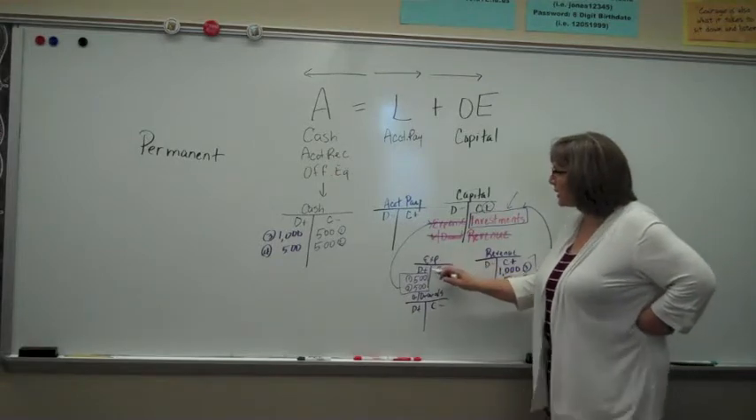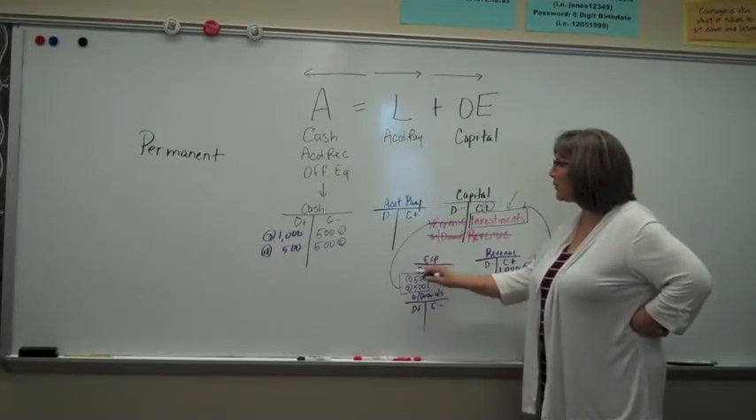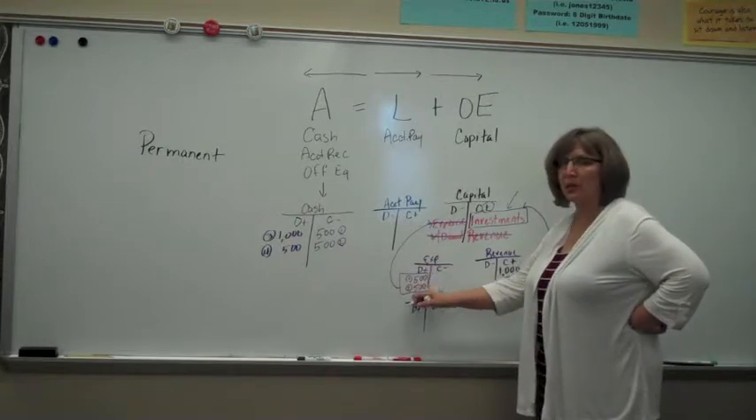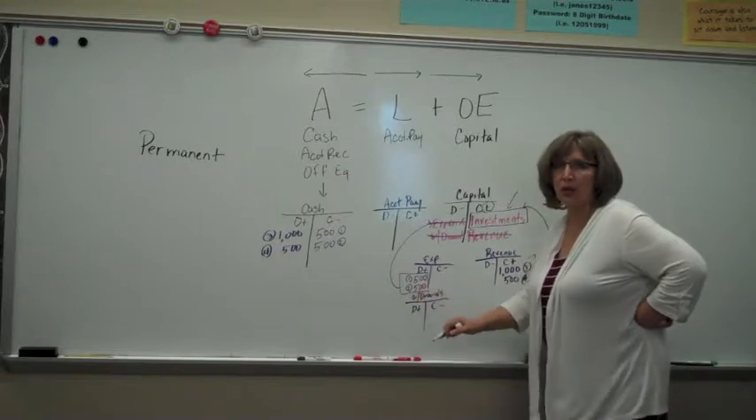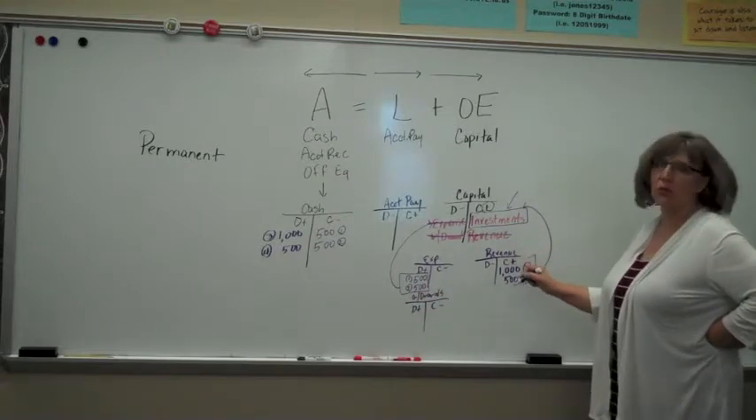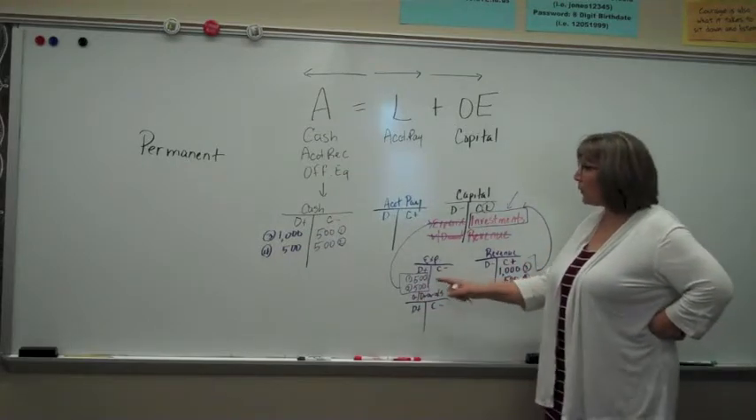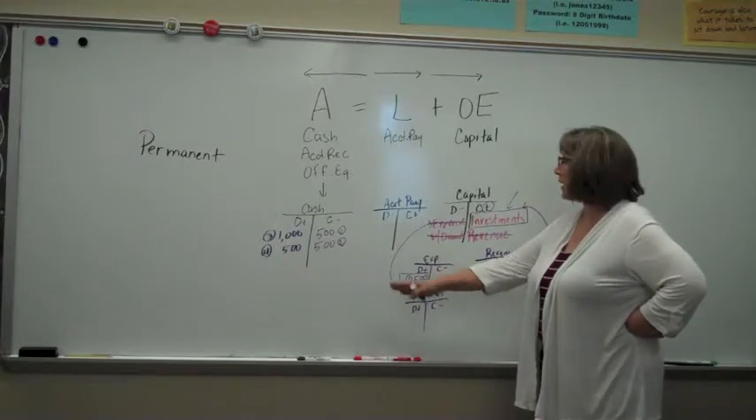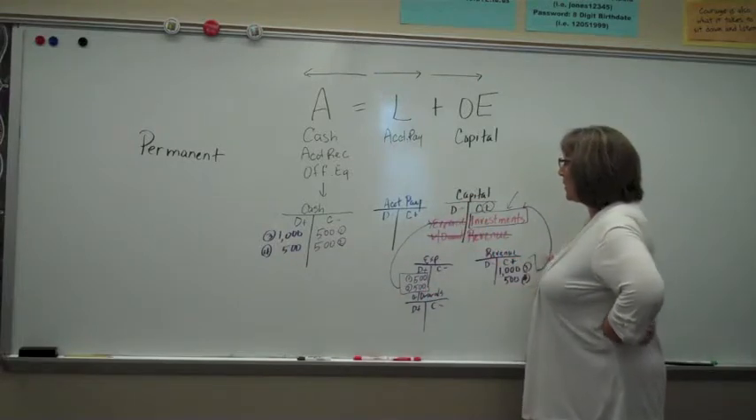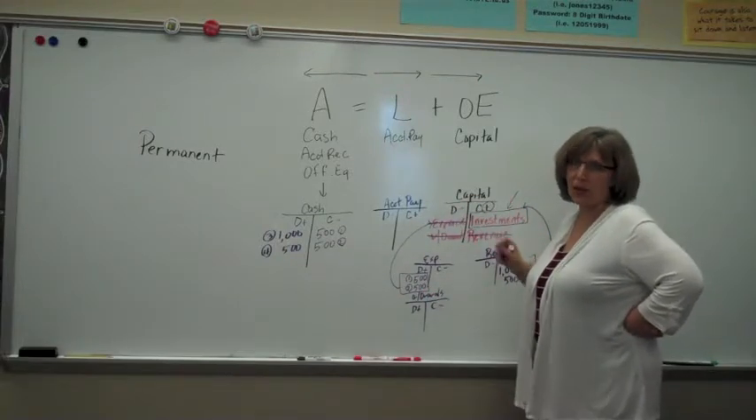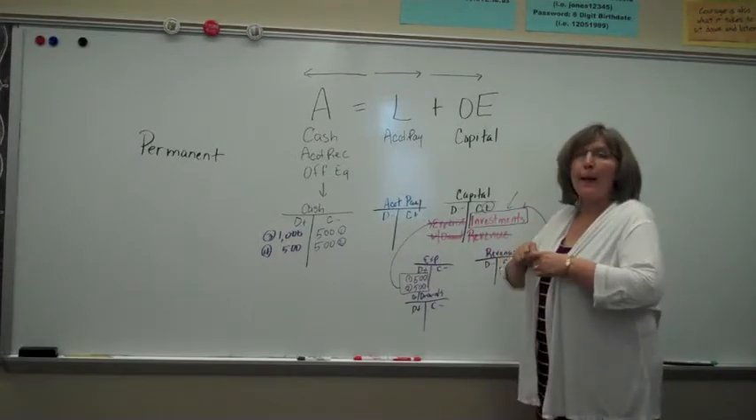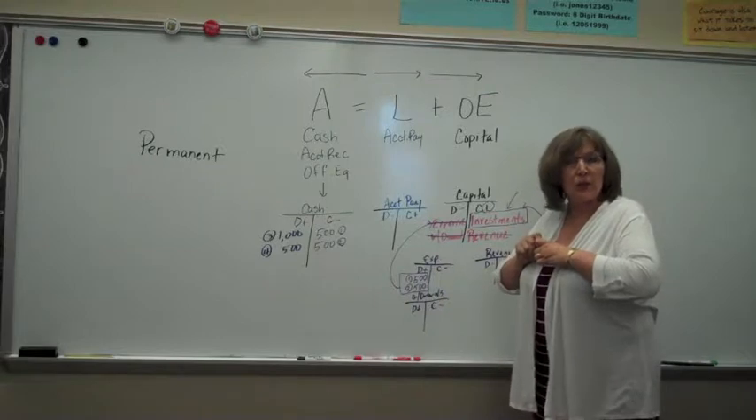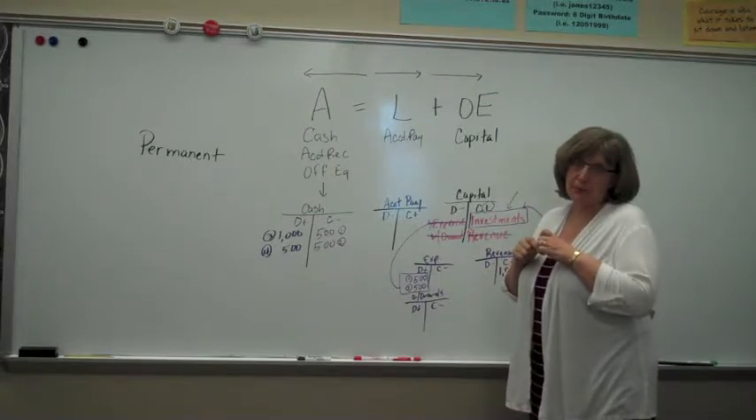So the plus doesn't reflect what's going on in capital. It reflects what's happening in expenses. We're adding to our expenses, or we're adding to our withdrawals, or we're adding to our revenue. It's only when we get the total in each of these that we're going to subtract them from capital or add them to capital. I know it's a little tricky, but I think you'll understand it better as we start working through some problems.